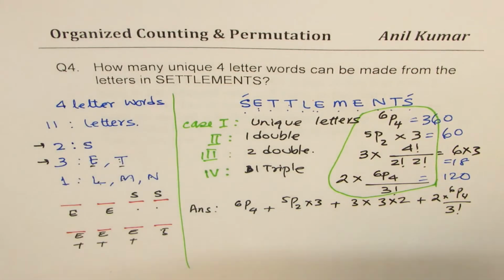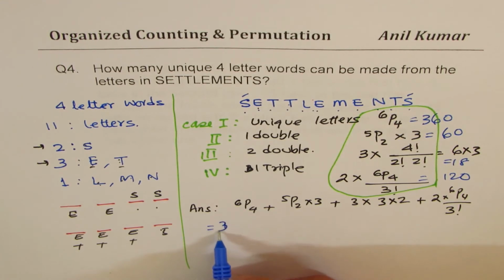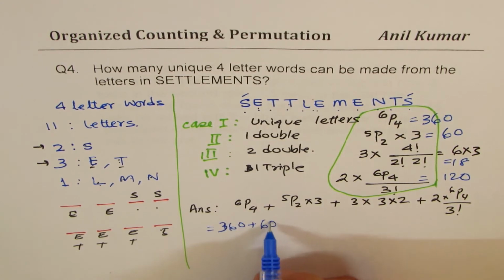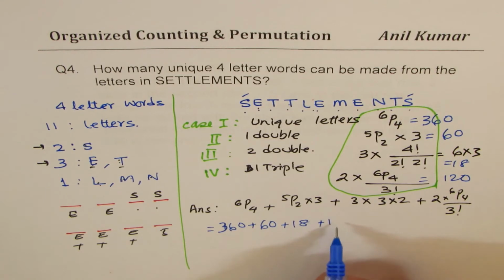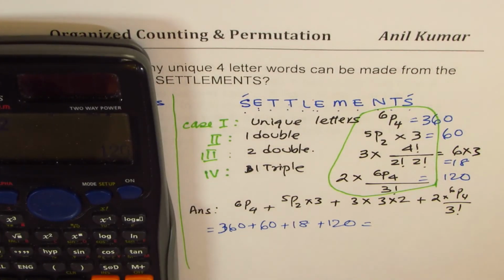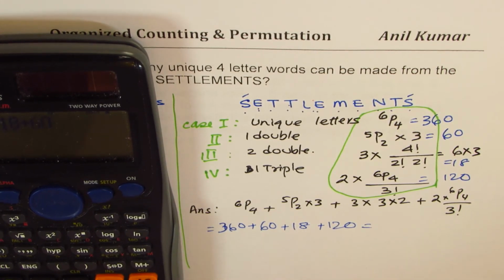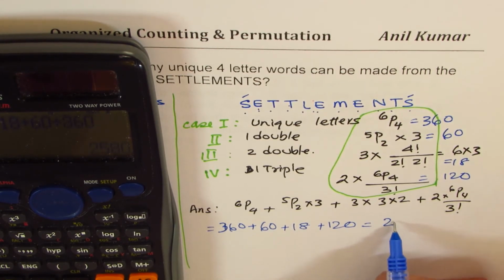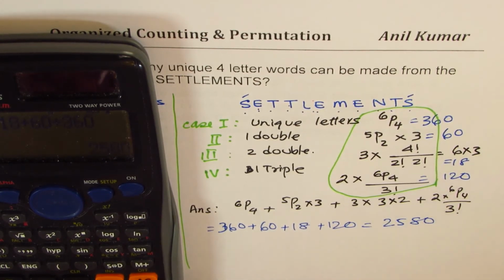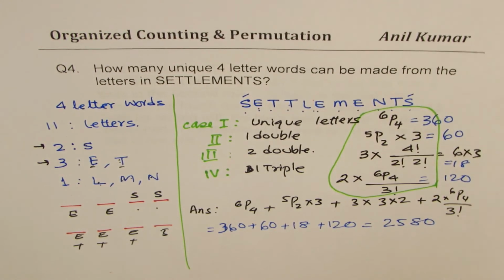Okay, so we'll add these. So what we get here is 360 plus 60 plus 18 plus 120. Let's add them up. So we have 120 here plus 18 plus 60 plus 360. And what we get here is 558. So that is the answer for the given question, correct? So that is how we are going to do it.